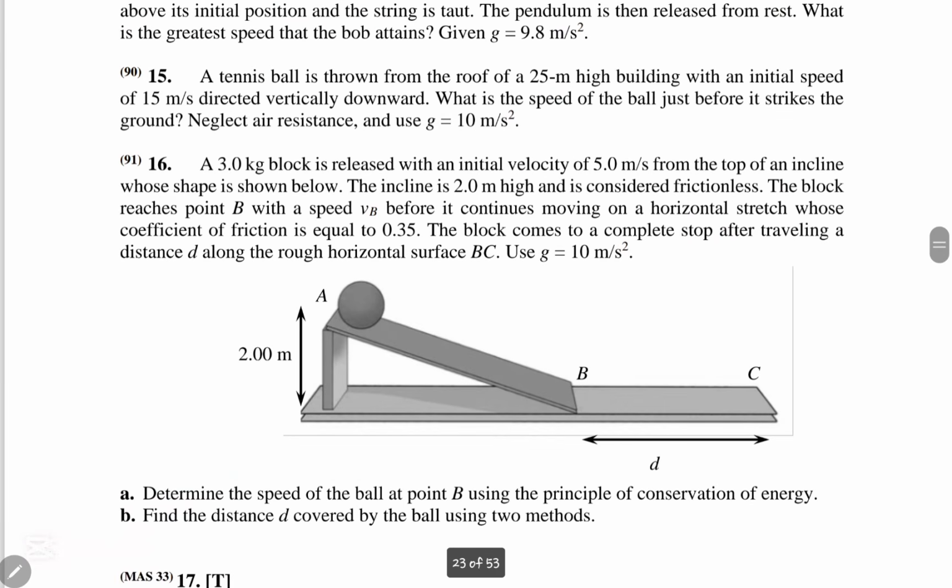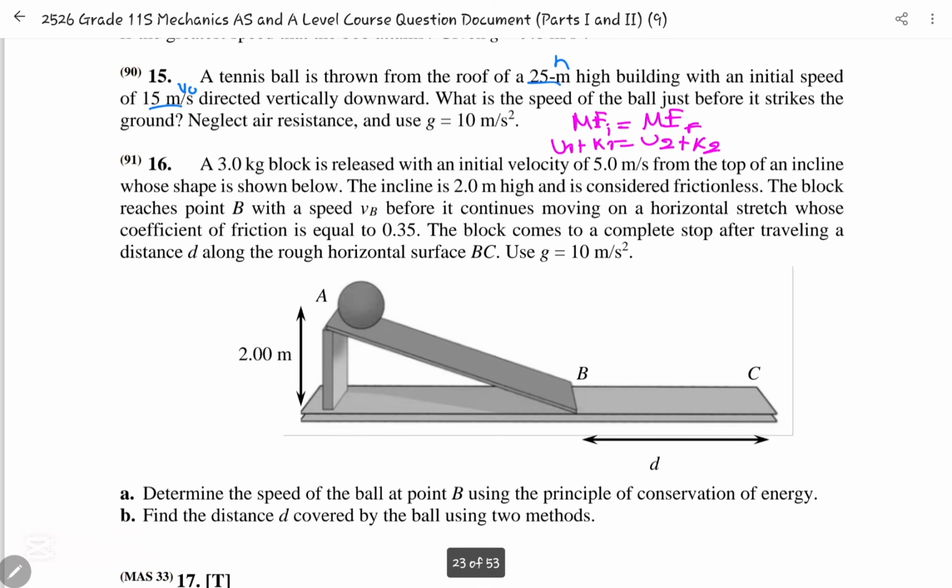Question 15. A tennis ball is thrown from the roof of a 25-meter high building with an initial speed of 15 meters per second. So we have the height, we have v initial, directly downwards. What is the speed of the ball just before it strikes the ground? Here we again need to use mechanical energy. Mechanical energy initial equals mechanical energy final. U1 plus K1 equals U2 plus K2.